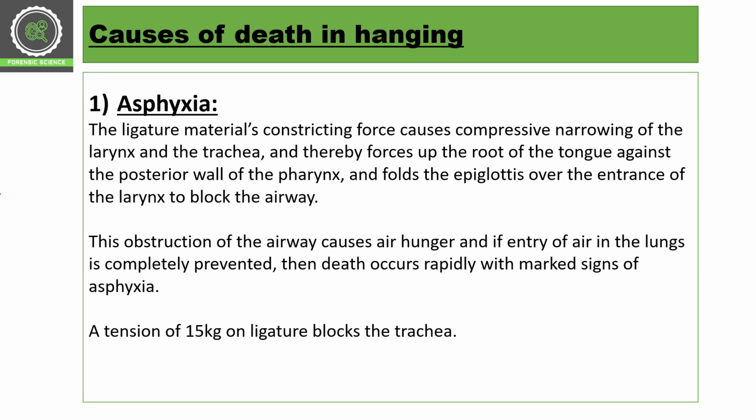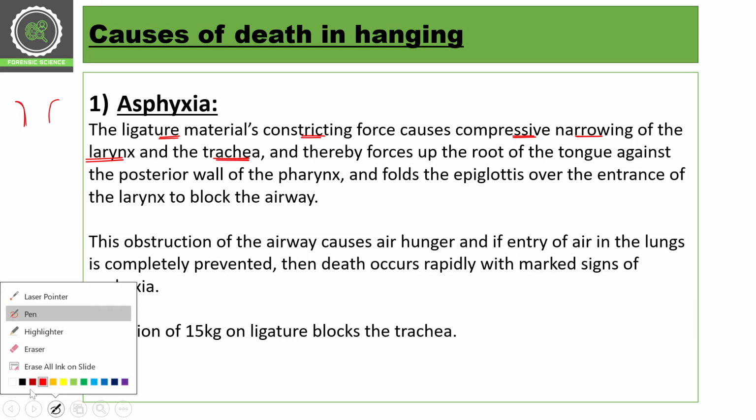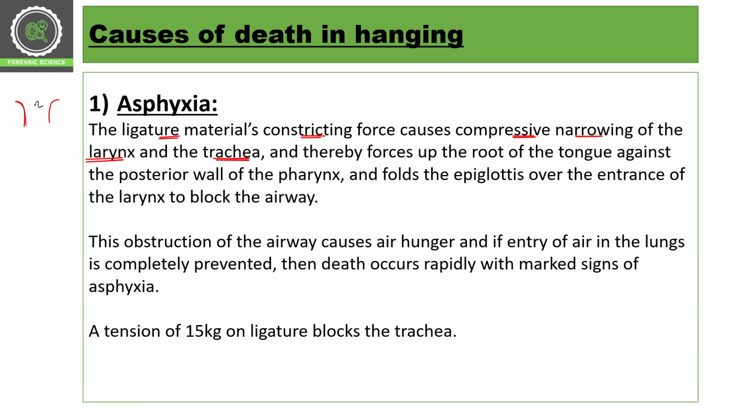So what happens in asphyxia in case of hanging? Whatever the ligature material is, it will be the constricting force which causes compressive narrowing of the larynx and trachea. For example, let's say this is the neck of a person, and here we have the larynx, and this is the trachea. After that we have the primary bronchi and then secondary bronchi, then small bronchi and alveoli, and these are the lungs. So that's what the main structure is.